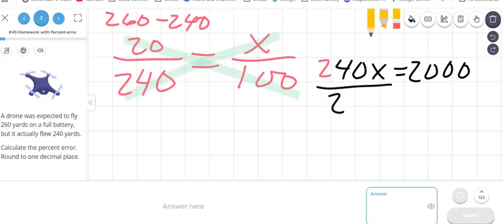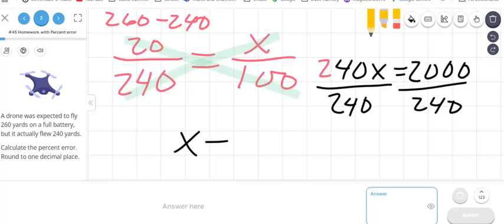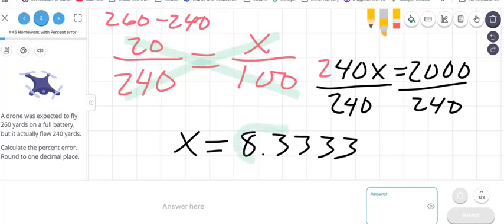Then we're going to divide both sides by 240. We get x equals 2000 divided by 240. It's a good idea to practice using your calculator. 8 point a bunch of threes. And if it says round it to one decimal place, so there's one decimal place. So now we're going to look over here to the right. It's going to tell us to keep it the same. So your answer is going to be 8.3%.